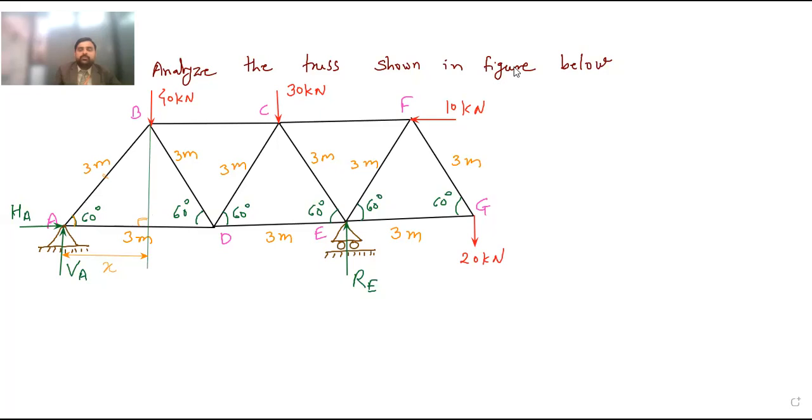What formula should I use? Cos theta. So here I use cos of 60. The cos of 60 means adjacent side divided by hypotenuse. The adjacent side is x, which I want to calculate, divided by the hypotenuse, which is 3. So x will be 3 cos 60. Cos 60 is 0.5, you know that. So 3 cos 60 means it is 1.5. So this distance will be 1.5 meter.